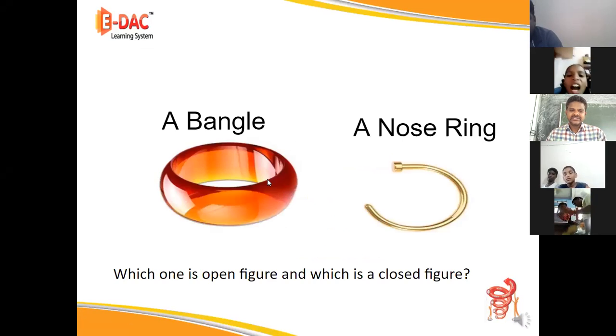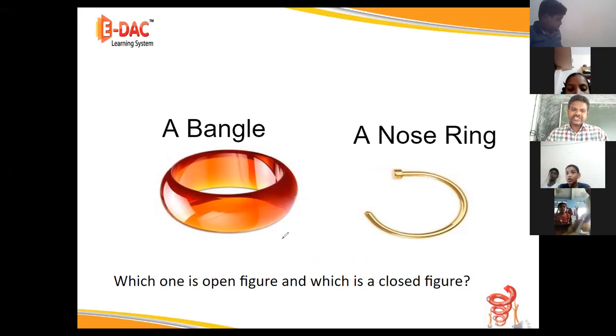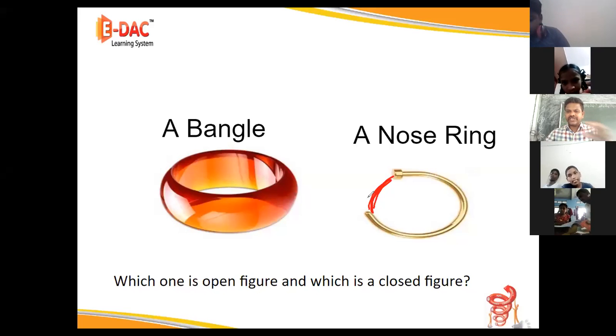Let us see. Here we can see a bangle and a nose ring. Which one is an open figure and which is a closed figure? It is very clear. What is meant by open and closed? Open means from here to here it is not closed. If it is closed, there is no gap in between; the ending point and starting point should combine together. That is a closed figure. If it is not connected, that is an open figure.